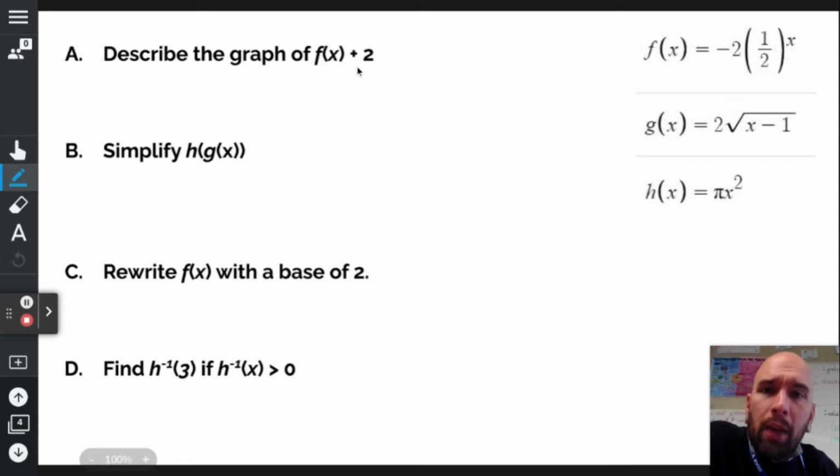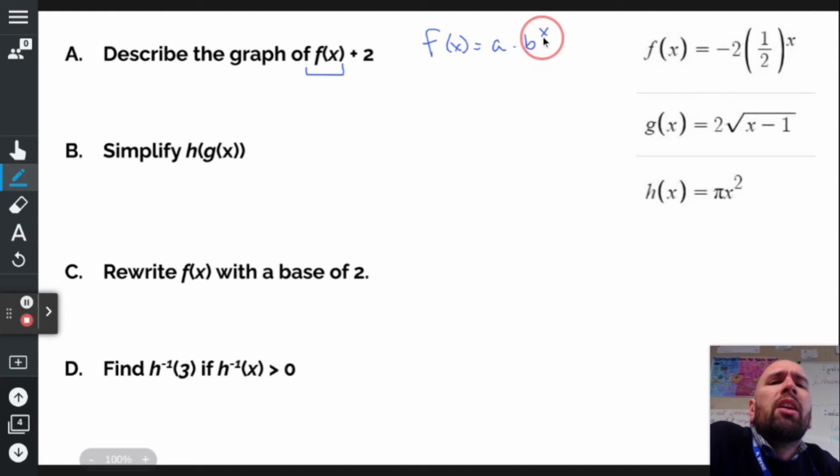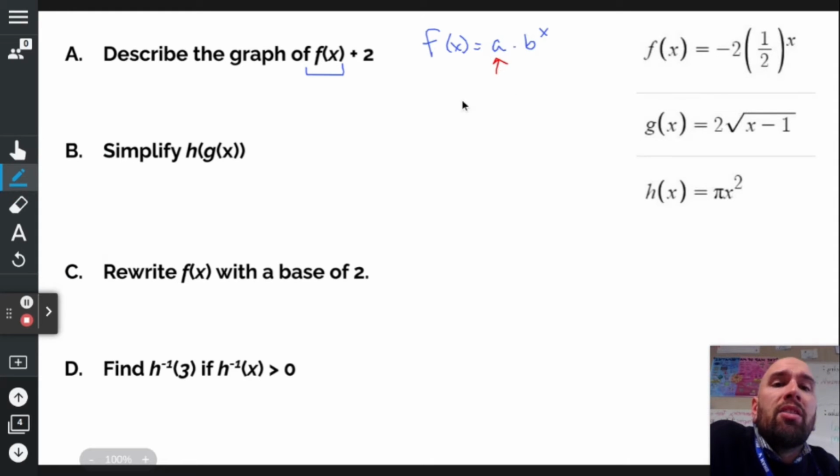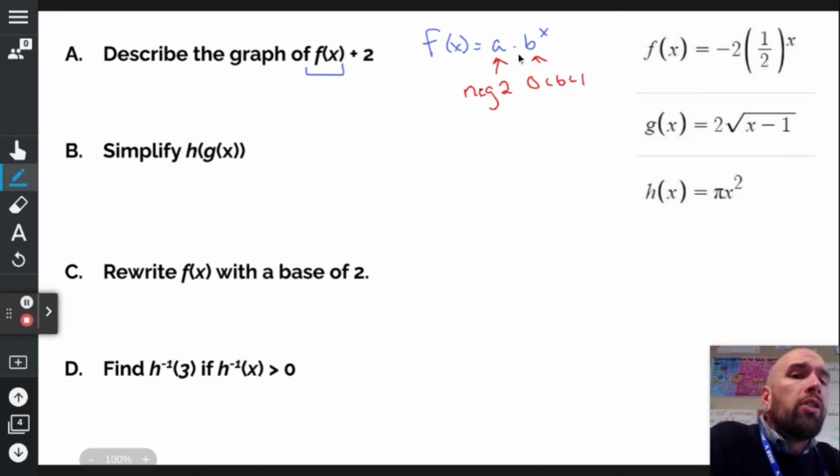Somewhere else. Describe the graph of f of x plus 2. There's f of x. So let's just ignore the plus 2 part. We'll get there. Okay, this is what I have so far. I have something in the form of f of x equals a times b to the x. That is an exponential function. In this case right here, my a is negative. So that's going to count for something. It's also 2. That's going to count for something. My b is in between 0 and 1. So the first thing that I need to focus on is that guy right there. My b being in between 0 and 1 makes it decay.